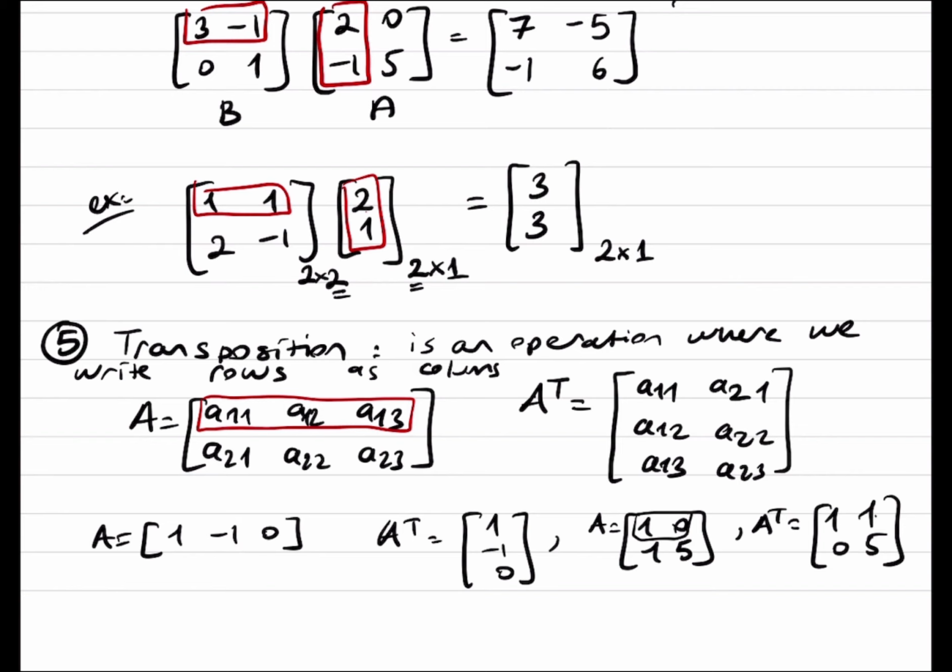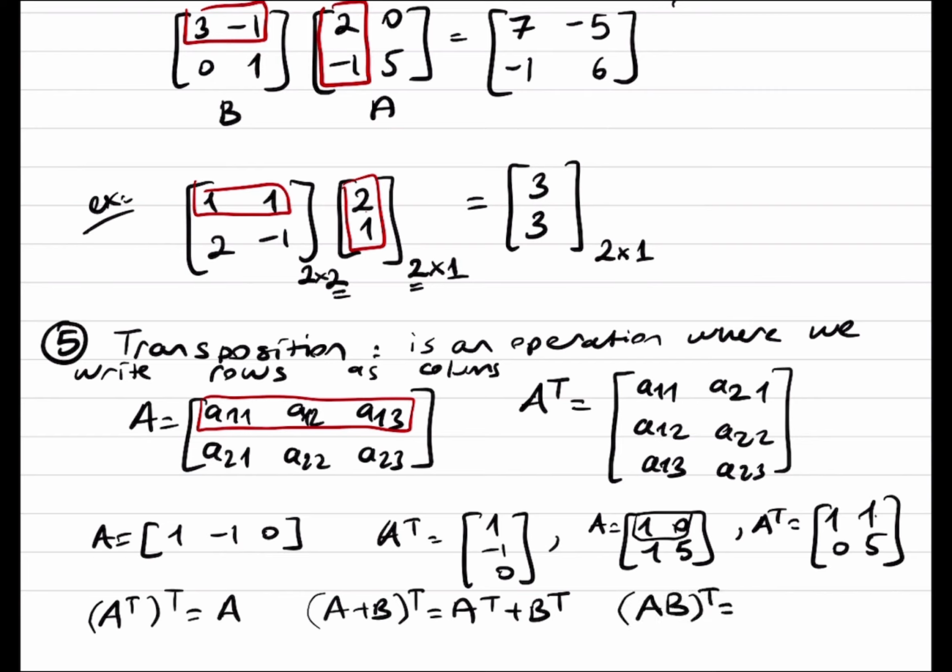Great. And the transpose of a transpose is itself. If you are doing some addition, then it is like this. But when you are doing multiplication and taking its transpose, it becomes B transpose times A transpose. Great, okay.